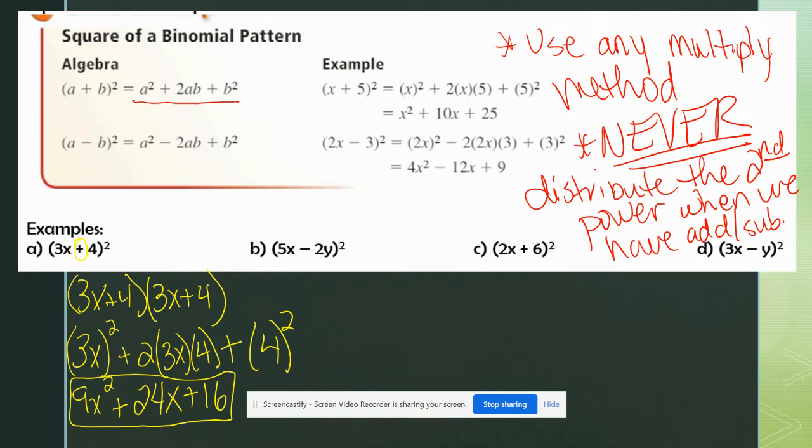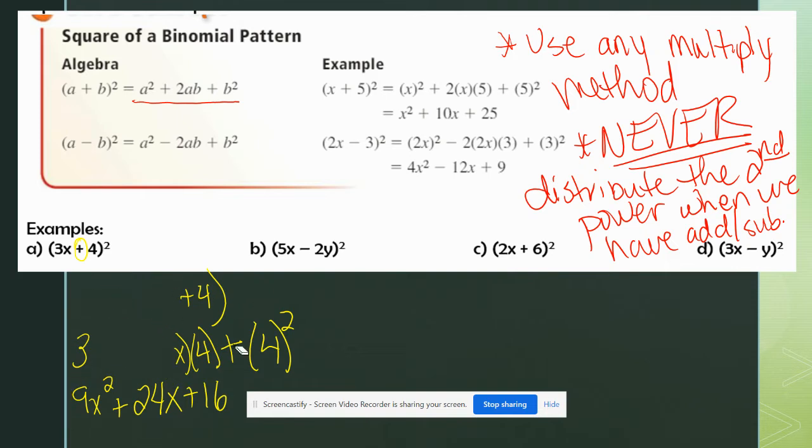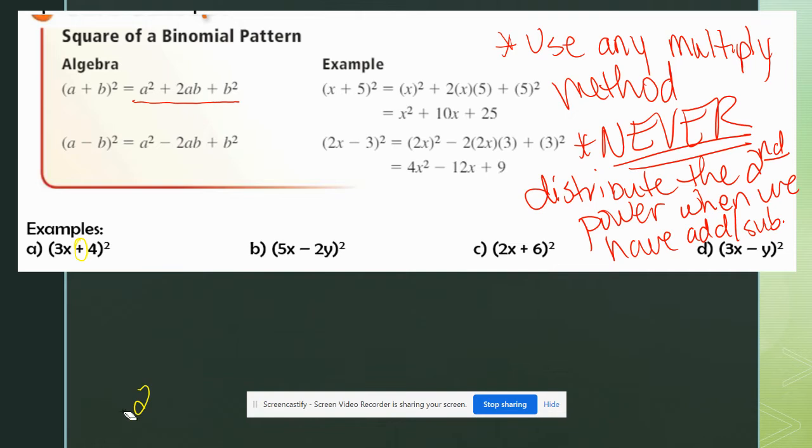Again, it's a shortcut. It follows the pattern above. If you don't love it, you do not have to use it. You can use any multiplication method you want. So let's try a different method with letter B. For letter B, let's say we have 5x minus 2y times 5x minus 2y, and maybe this time I'm going to distribute.